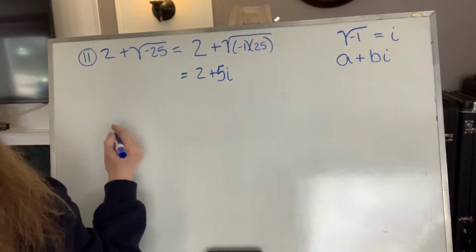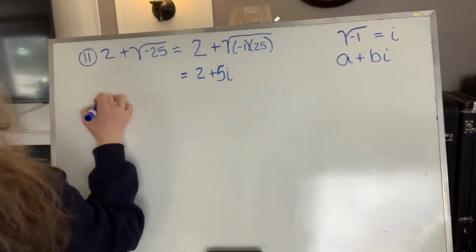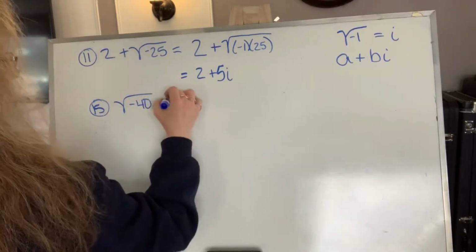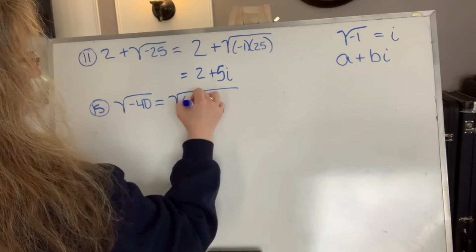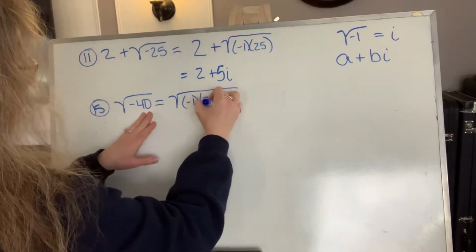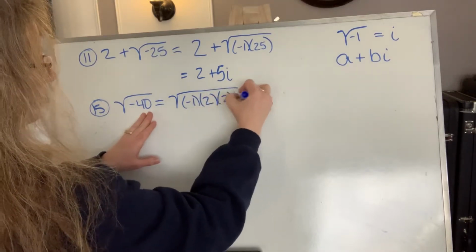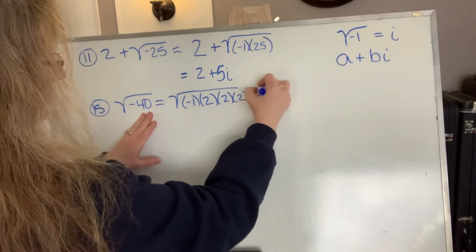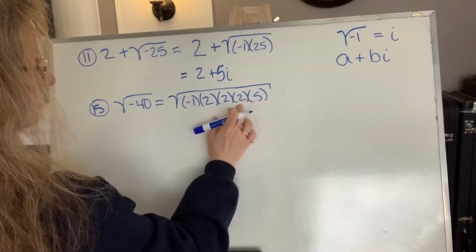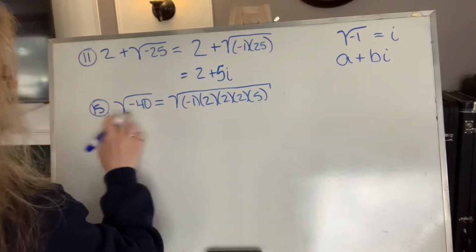Let's do another one that maybe isn't quite as obvious. Number 15 is the square root of -40. So as I like to do, I like to factor things out. If we factor 40, we have 2 times 20, well 20 is 2 times 2 times 5. And I always check my work to make sure I got it right. So 5 times 2 is 10, times 2 is 20, times 2 is 40, times -1 is my -40.